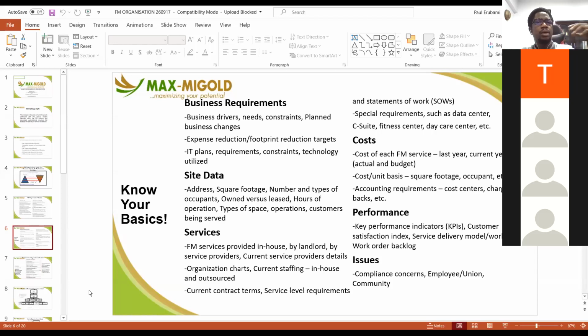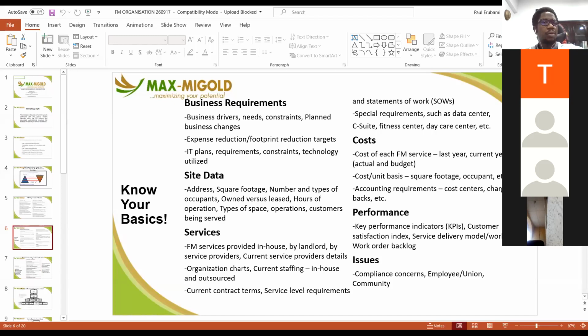For example, a working fund is given to the FM department to spend on buying petty expenses and minor items. You know how to retire those funds and get more funds. These are some of the things that we talk about when we are dealing with costs. And then we also need to take care of performance issues.